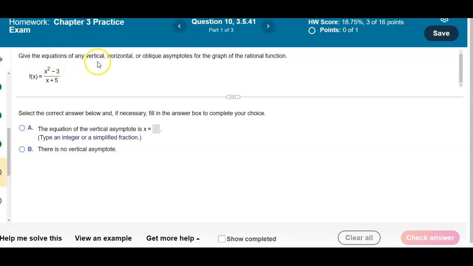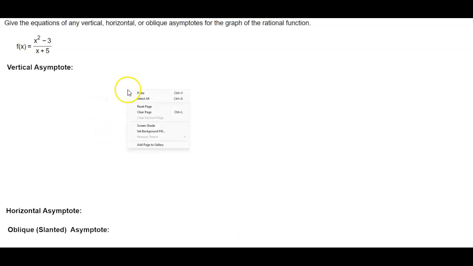Give the equations of any vertical, horizontal, or oblique asymptotes for the graph of the rational function. The function f of x is equal to x squared minus 3 divided by x plus 5. So the first question is, select the correct answer. It says the equation of the vertical asymptote is, or there is no vertical asymptote. So let's first figure out how to find that.